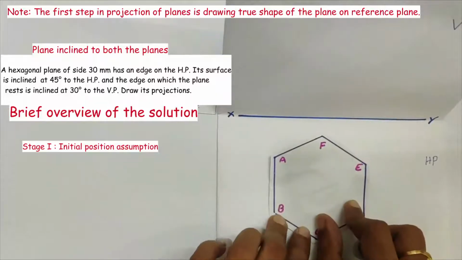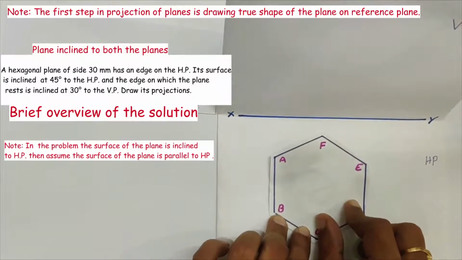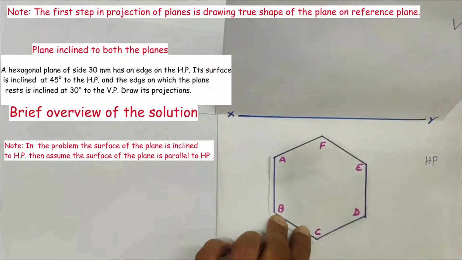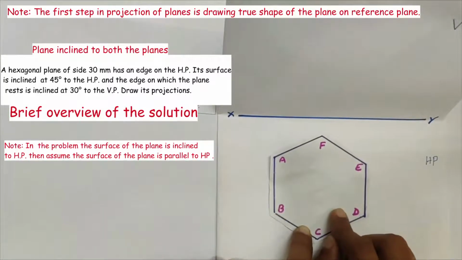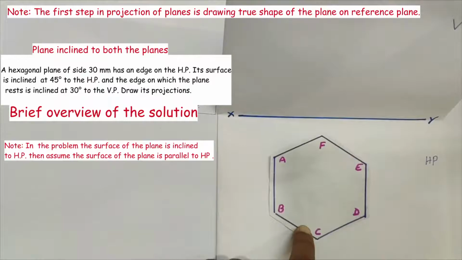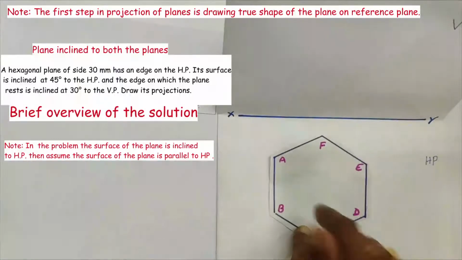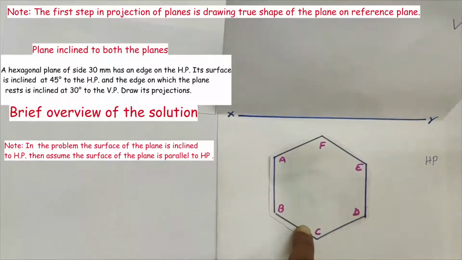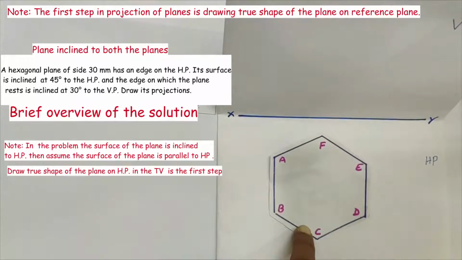That is, if in the problem it is mentioned that the surface is inclined to HP, then we assume the surface is parallel to HP. In this position, we are able to see the true shape of the plane. Again, the true shape of the plane is visible only in the top view. So, we need to start with the top view first.